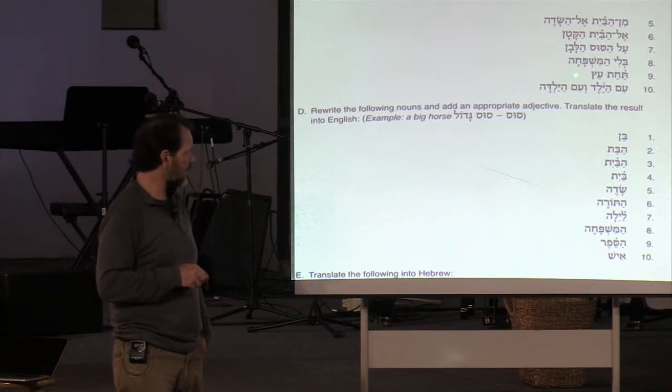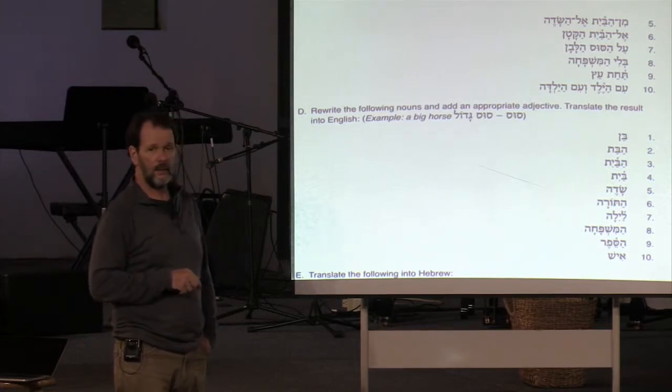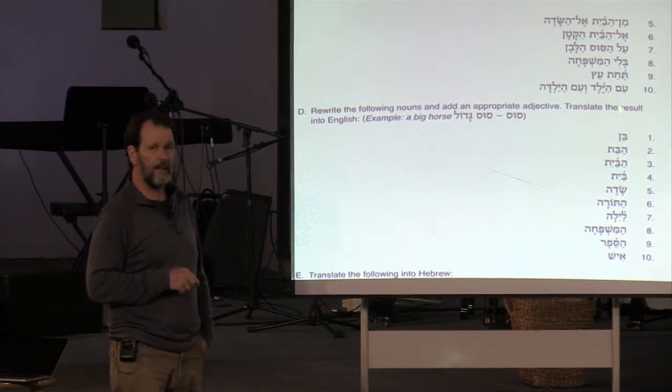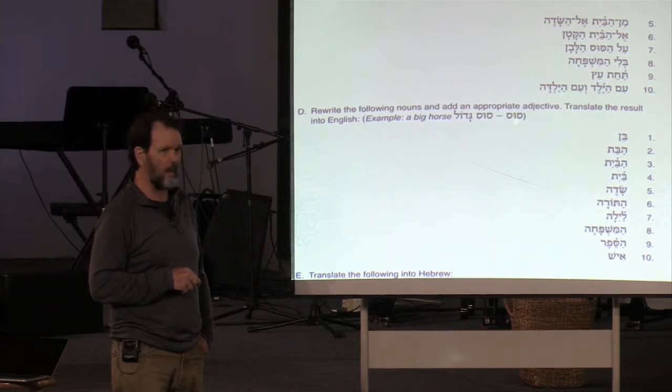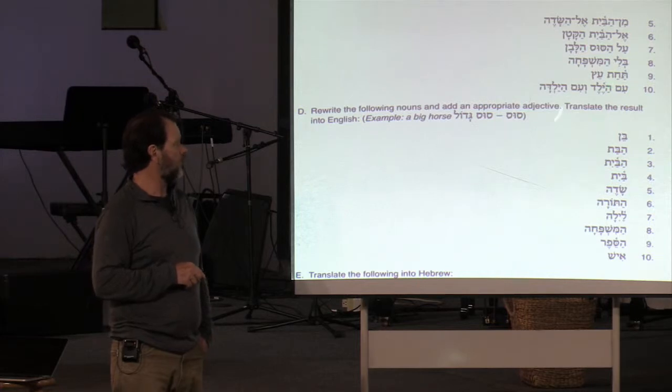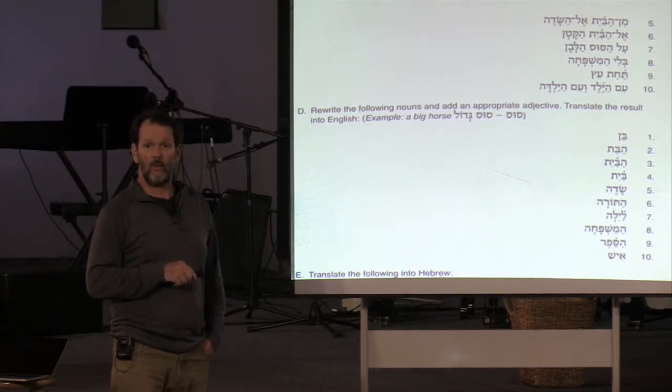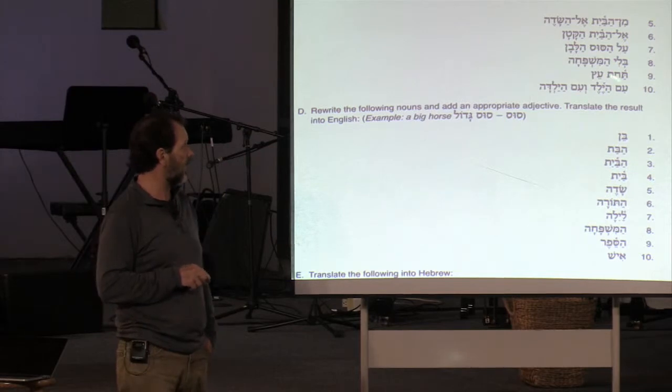No. Hayaldah. So im hayeled ve'im hayaldah. Okay? With the boy and with the girl. Is that correct? Is it with a boy and with a girl, or with the boy and with the girl? It's with the boy and with the girl because of the definite article.